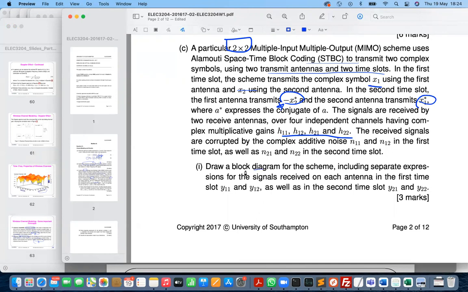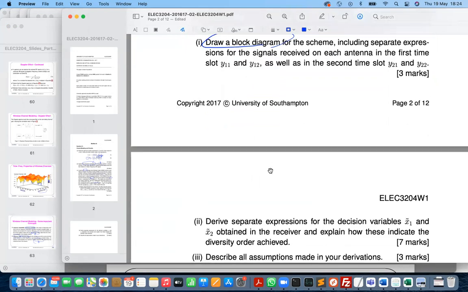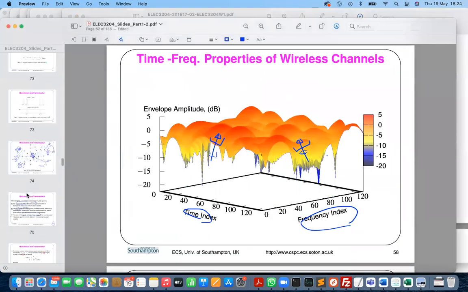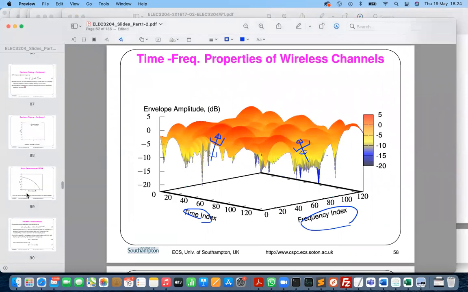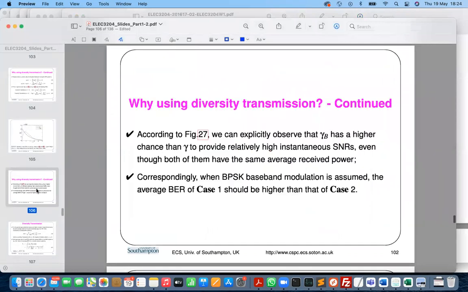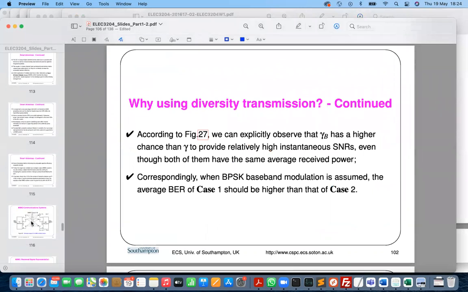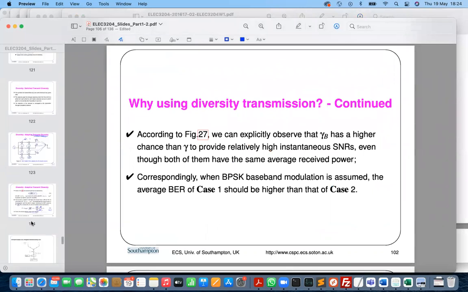So first of all, you need to draw a block diagram for the scheme. Basically, the whole thing is from the lecture notes on page 128, I think.